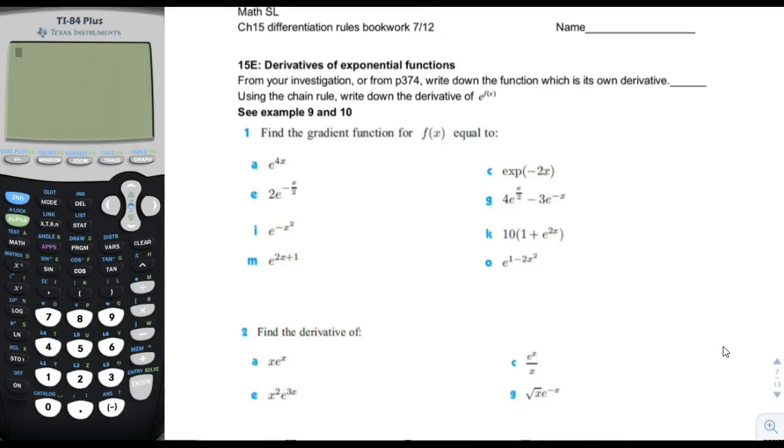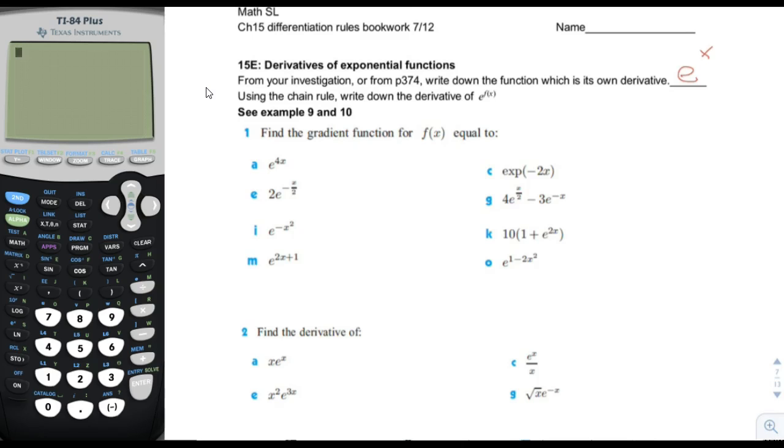Page 7, derivatives of exponential functions. So from your investigation or from page 374, write down the function which is its own derivative. So that, of course, would be e to the x.